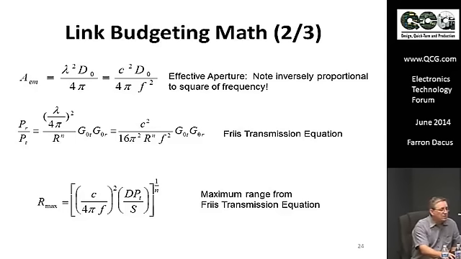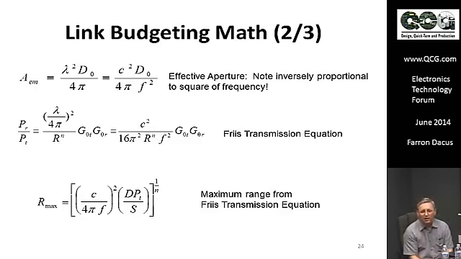Now, this equation, the Friis transmission equation, gives receive power as a function of the ratio of transmit power over all these variables. Again, you've dumped in effective aperture, so you get frequency squared in the denominator, and then these are your antenna gains, and this is range with an exponent. In free space, that exponent is 2.